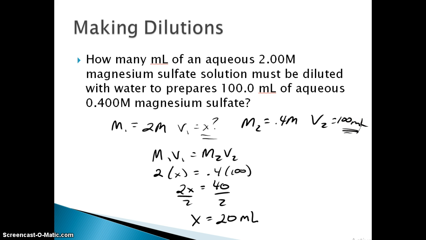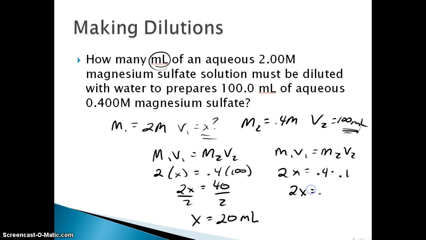Now, you could have converted those milliliters into liters, but because the question asks how many milliliters, it was easier just not to, so that the answer comes out in milliliters. If you had converted it, it would look like this. M1V1 equals M2V2. We would have 2x equals 0.4 times 0.1, because if we convert 100 milliliters into liters, we're going to divide by 1,000. So it's going to be 0.1.